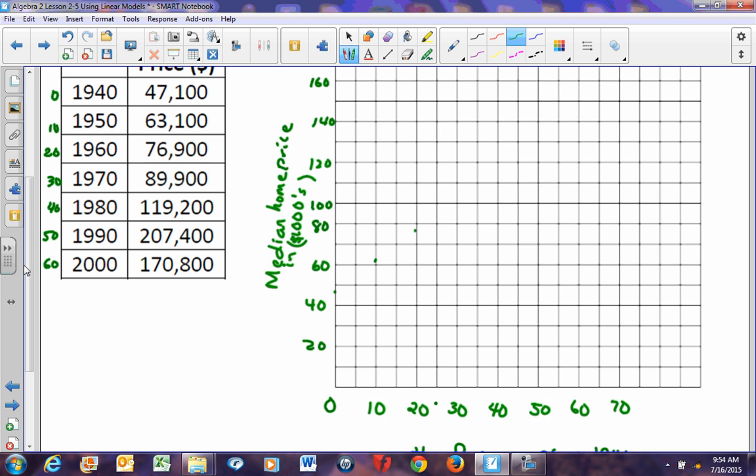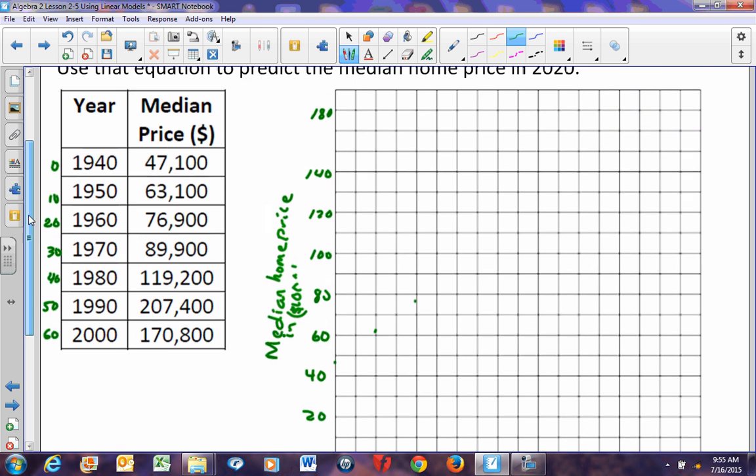Oh, I messed up here. I just see that. I messed up right around here. So this is 80, 100, 120, 40, 60 is here. I know I don't have my 2007 on there, but I can extrapolate my graph to there.